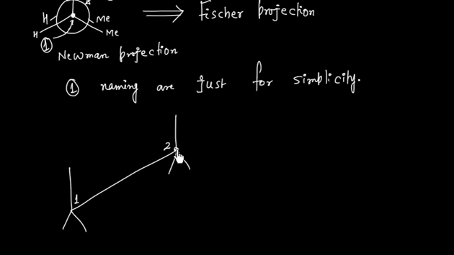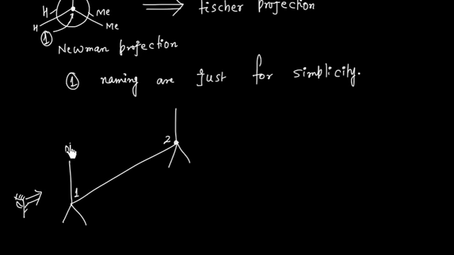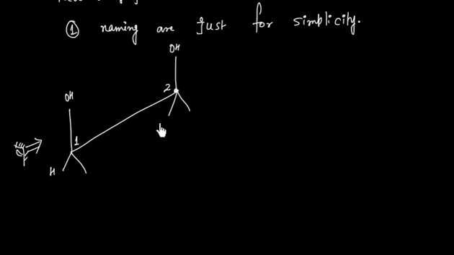Why am I calling this the back? Because I am looking from this side. So this is back, this is the front carbon. On carbon 1 we have OH, carbon 2 also we have a top OH, left side we have hydrogen and right side we have methyl.